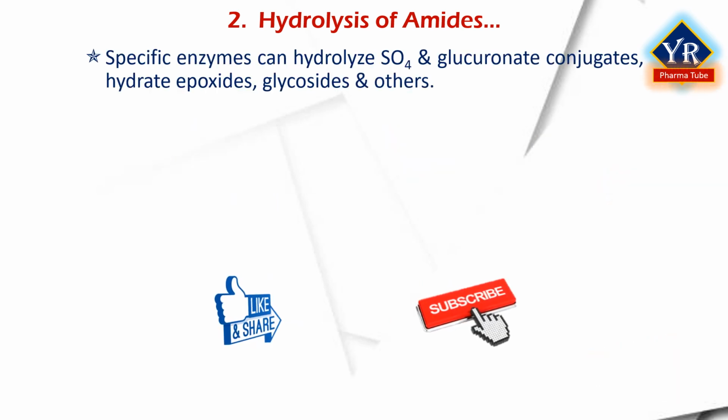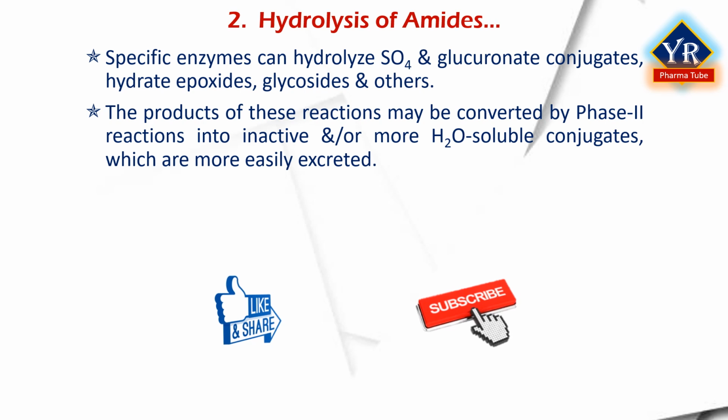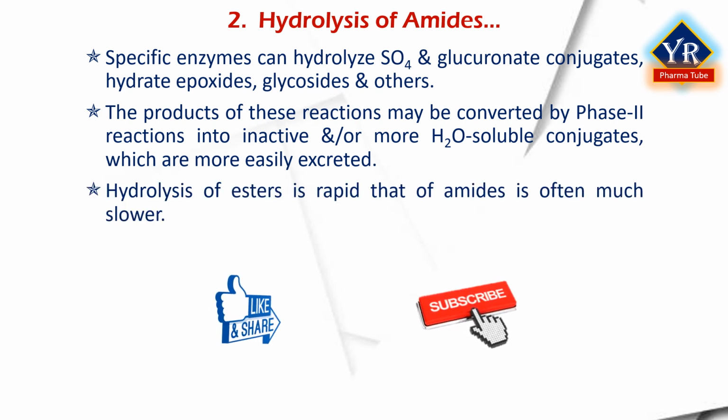More specific enzyme systems are able to hydrolyze sulfate and glucuronate conjugates as well as hydrate epoxides, glycosides, and other moieties. In all these various reactions, the products formed may be subsequently converted by phase 2 reactions into inactive and or more water-soluble conjugates that are more easily excreted. It is to note that the hydrolysis of esters is usually rapid, while that of amides is often much slower. This makes esters suitable as prodrugs and amides a potential source for slow release drugs.